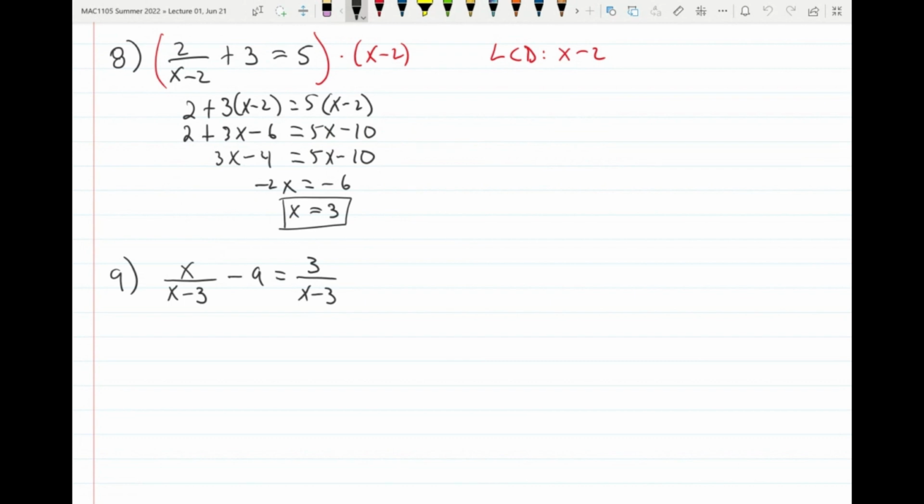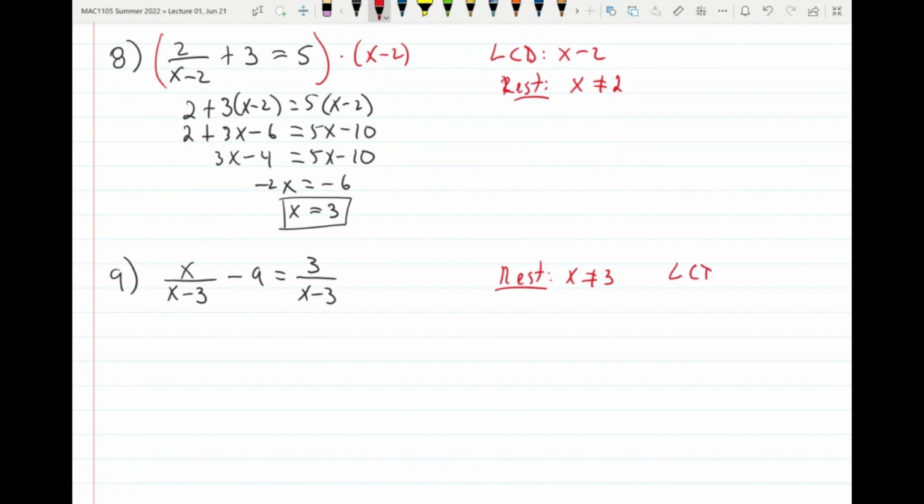All right, what's the LCD here? Oh, wait, you don't have to, but let me just keep the restriction. What was the restriction for number 8? So 2, right? So x cannot be 2. So here, what's the restriction? 3. So x cannot be 3. Okay, whatever we do, we cannot get 3.